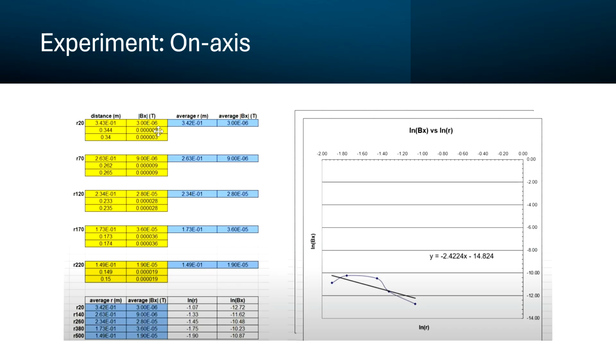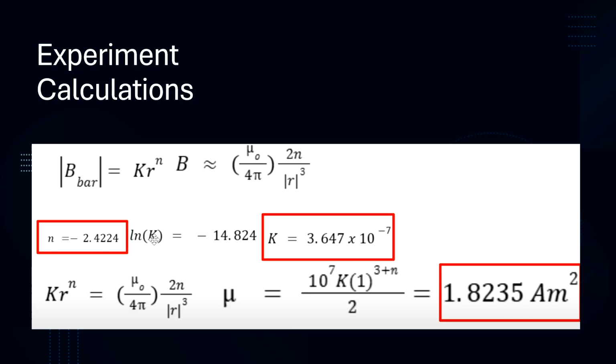Here's a graph for our on-axis experiment, and we have all the numbers and the graph to support it. Using the principles we found to use in the earlier slides, we use these to calculate all of our answers.